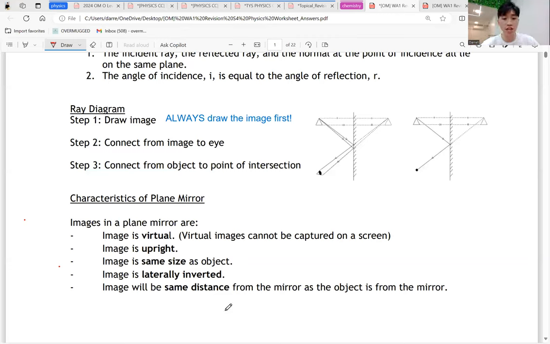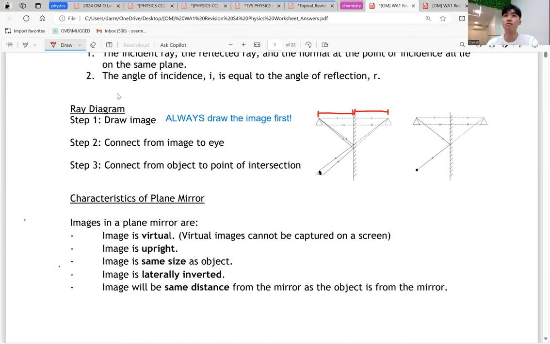I saw a question in the chat just now. So do we first measure the distance of the image from the mirror? Absolutely. So when I say draw in the image, the way to do so is to measure the distance from the image to the mirror. Then from the mirror, you should be able to draw in the position of your image. That has to come first.